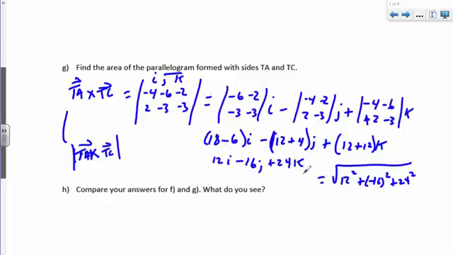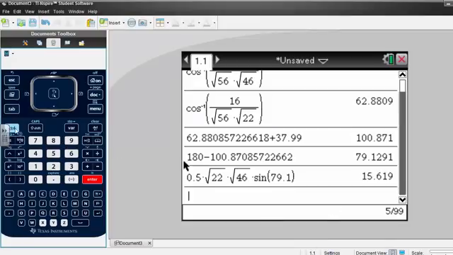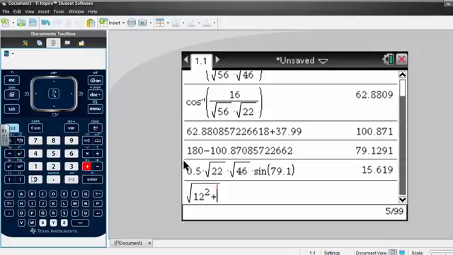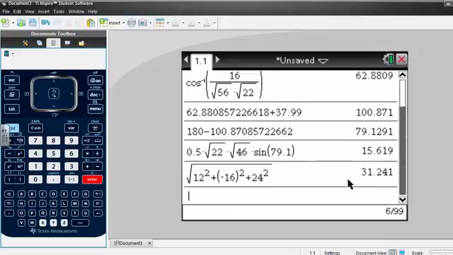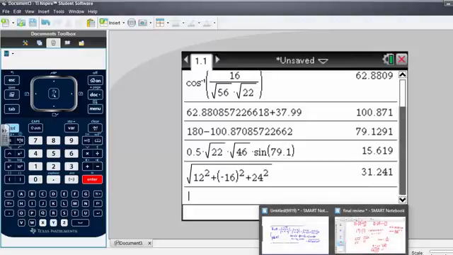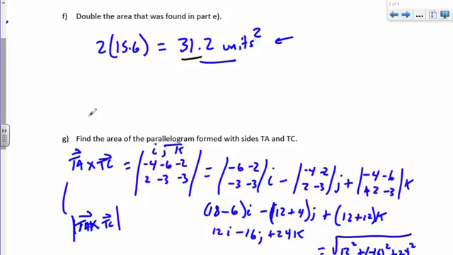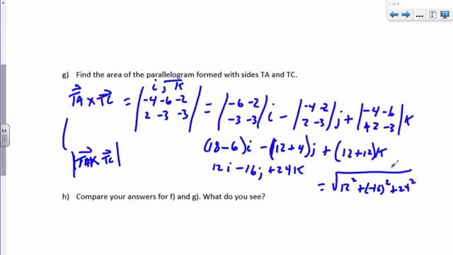Okay, so let's use a calculator to figure out what that is. We'll say the square root of 12 squared plus, let's go ahead and put in -16, although it wouldn't matter if it's positive or negative, and plus 24 squared. And this will equal 31.2, which is about what I expected it to be, because as you'll notice, that's about the same as the answer I got right up here. It should have been about the same. So that's about 31.2 square units again, and that's the area of the parallelogram.